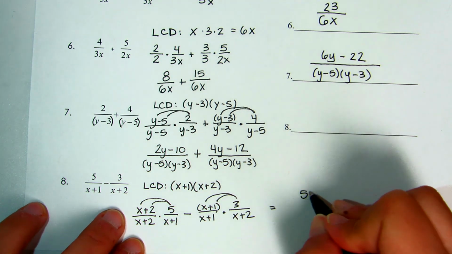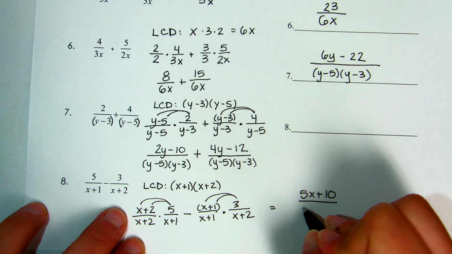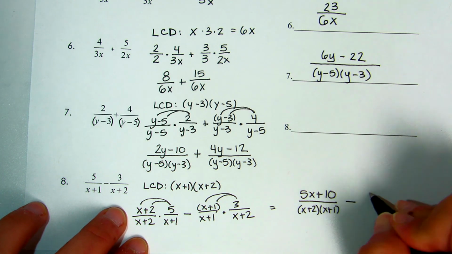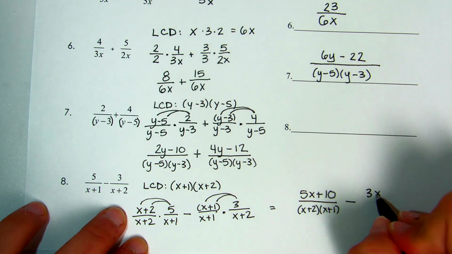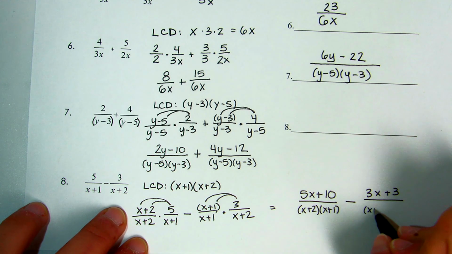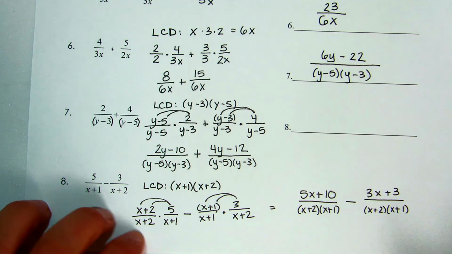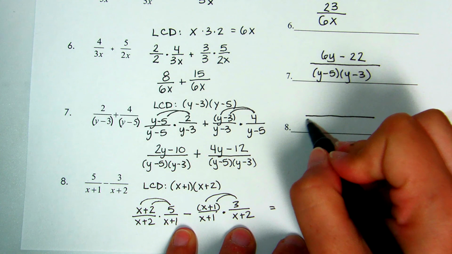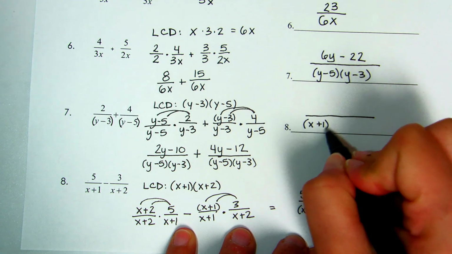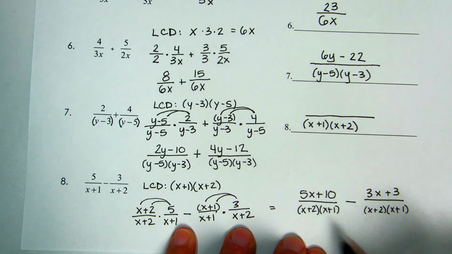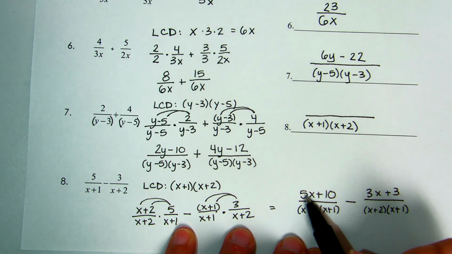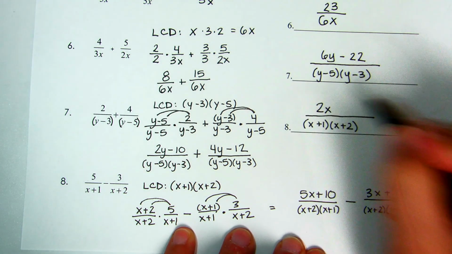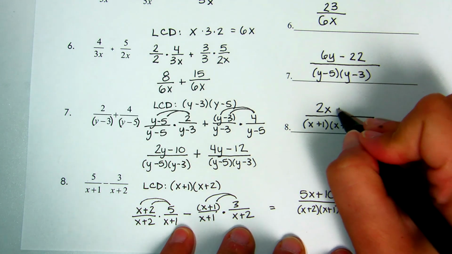Now just like in number 7, I have to distribute that top number. So I'm going to have 5x plus 10 over x plus 2 times x plus 1, minus, distribute the 3, 3x plus 3 over x plus 2 times x plus 1. Then I'm going to combine my like terms over my common denominator. My common denominator, x plus 1 times x plus 2. On top, I have to combine like terms. 5x minus 3x leaves me with 2x. 10 minus 3 leaves me with 7.